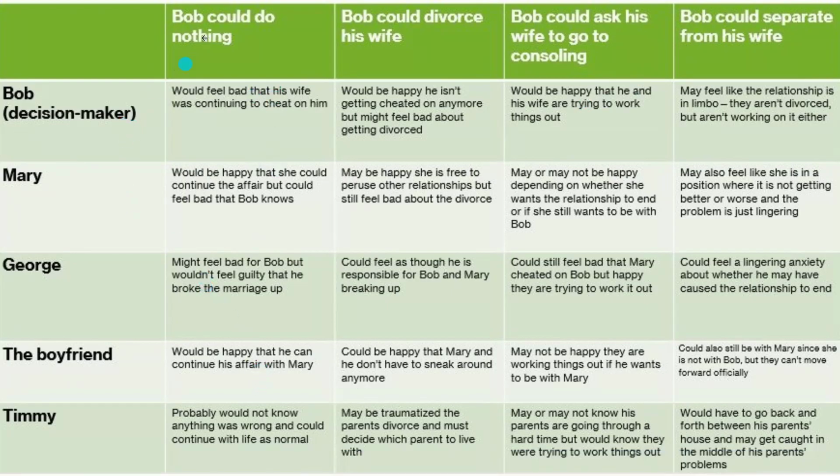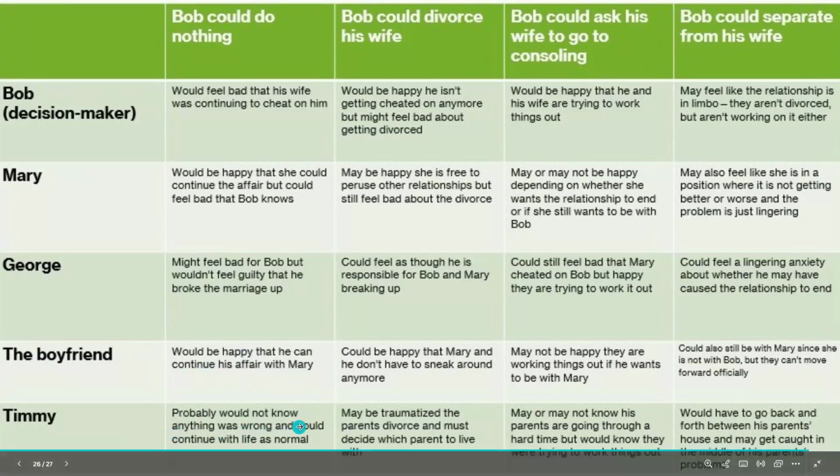So Bob could do nothing. If Bob did nothing, he'd feel bad that his wife was continuing to cheat on him. Mary would be happy that she could continue the affair, but could feel bad that Bob knows. See, there's a good and bad. George, the neighbor, might feel bad, but wouldn't feel guilty that he broke up the marriage. The boyfriend would be happy that he could continue the affair with Mary, and Timmy probably would not know anything was wrong and could continue with life as normal. You see what I'm saying?